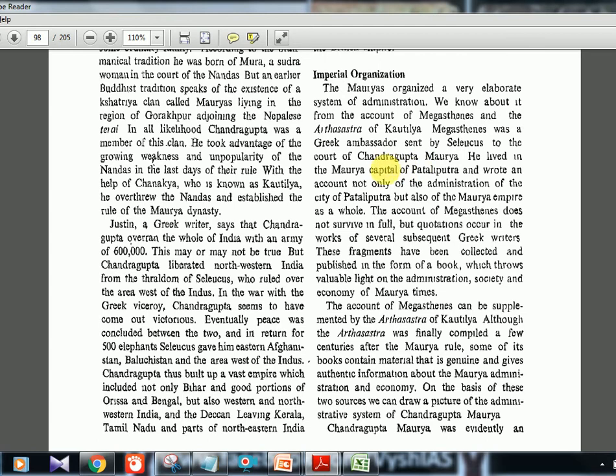Megasthenes lived in the Mauryan capital of Pataliputra and wrote an account not only of the administration of the city of Pataliputra, but also of the Mauryan Empire as a whole. The account of Megasthenes does not survive in full, but quotations occur in the works of several subsequent Greek writers. These fragments have been collected and published in the form of a book which throws valuable light on the administration, society and the economy of Mauryan times.